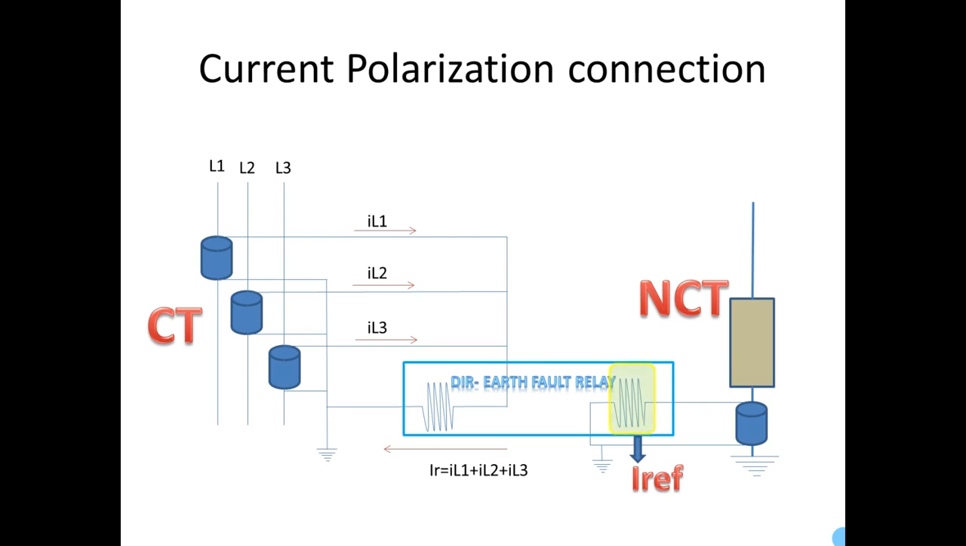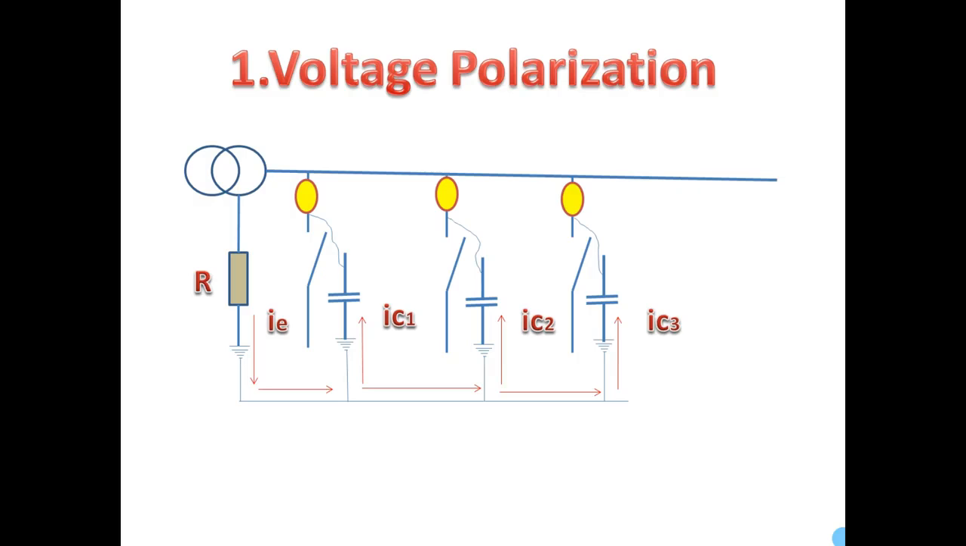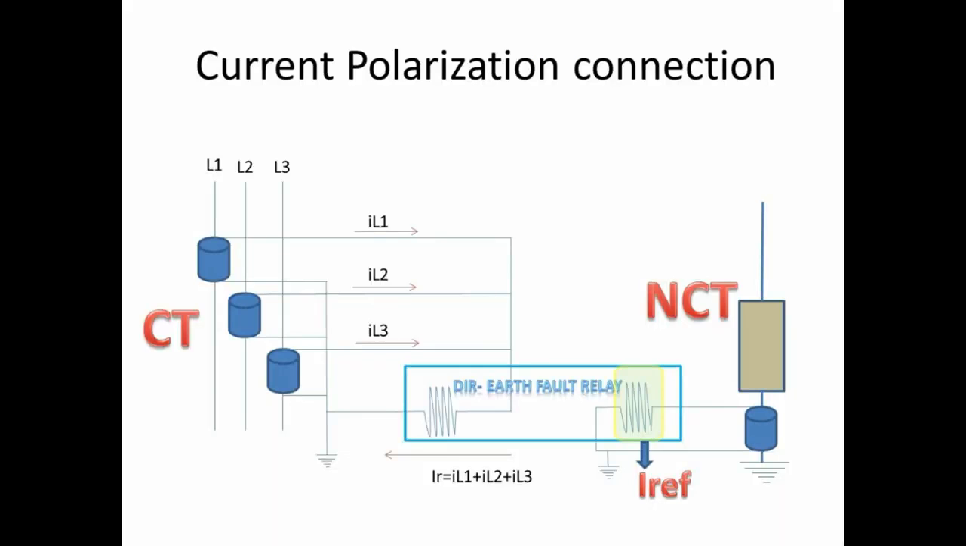And another set of CT has to be taken from the neutral path. In this, any CT can be taken as a reference and fault detection also we can choose according to our willingness.